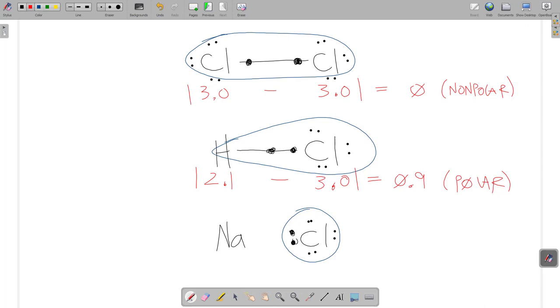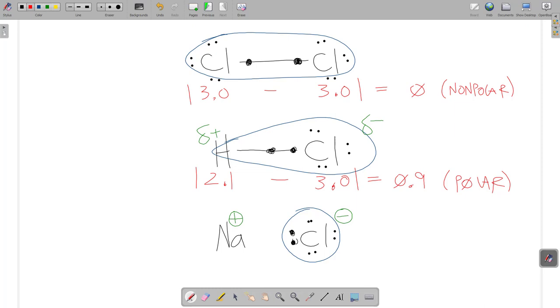So the way that we indicate that is here we say H is partial plus. It's losing its electron. Cl is gaining that electron. It's partial minus. Down here, Na completely lost the electron. It's a full plus. It gets a complete plus charge. Cl completely stole that electron. It's only around Cl. That gets a full minus charge.